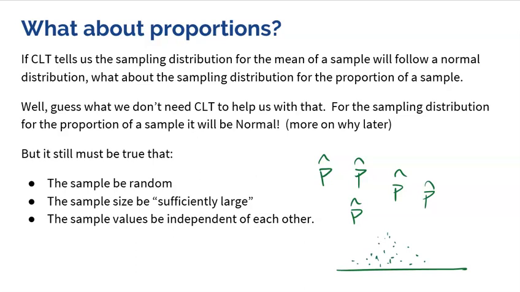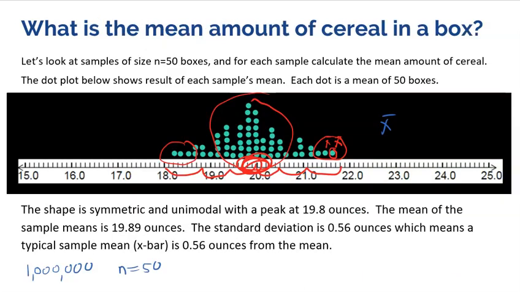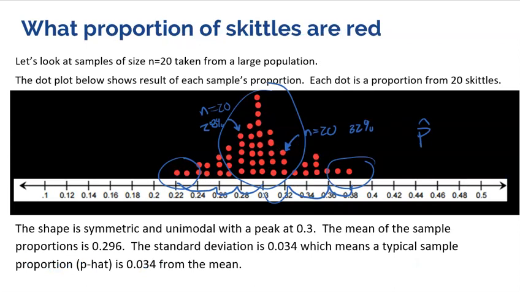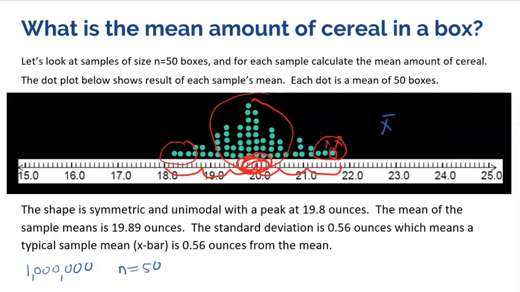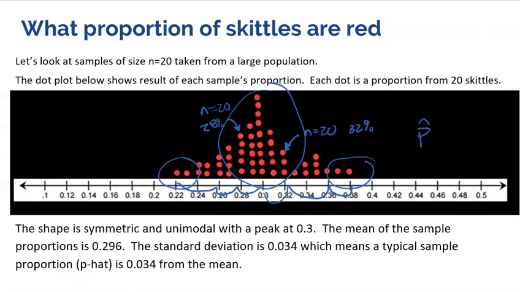And that's just what we saw back in the very, very beginning. I mean, look at these examples way back here. Hey, kind of looks normal. Hey, kind of looks normal. And that is true. Now, for means, the central limit theorem tells us it's always going to be normal. For proportions, it just always is going to be normal no matter what.